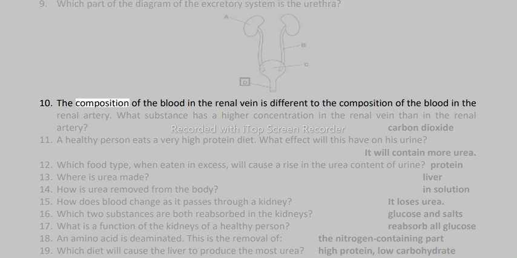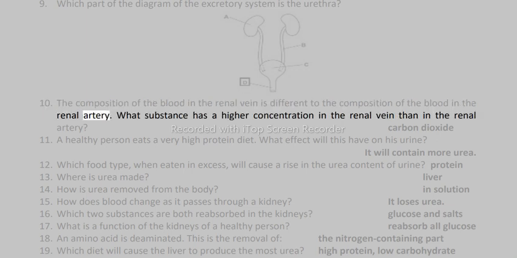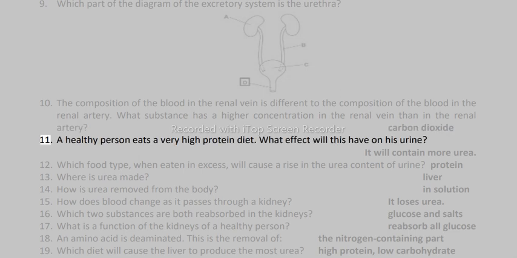10. The composition of the blood in the renal vein is different to the composition of the blood in the renal artery. What substance has a higher concentration in the renal vein than in the renal artery? Carbon dioxide. 11. A healthy person eats a very high-protein diet. What effect will this have on his urine? It will contain more urea.